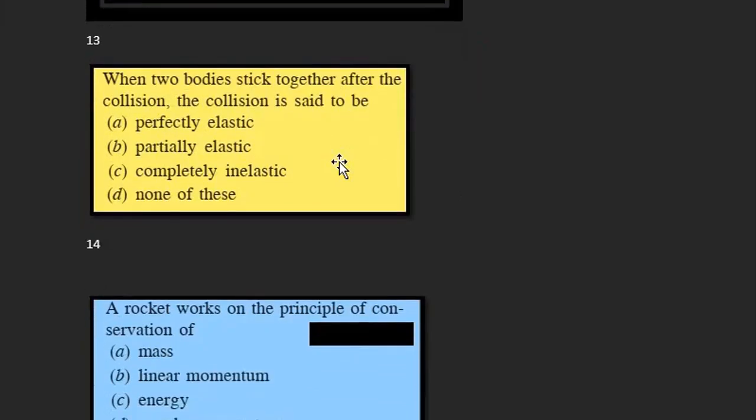Moving into 13th question. When two bodies stick together after the collision, it is said to be, right? So if you have done questions, you know this. When two bodies move together after collision, that means the energy will be lesser. So we can directly tell it by looking at the collision. So it's completely inelastic. The answer is C, right?